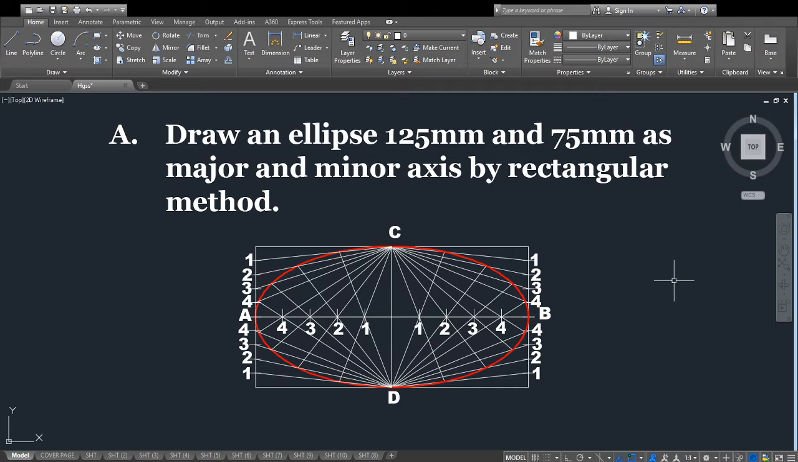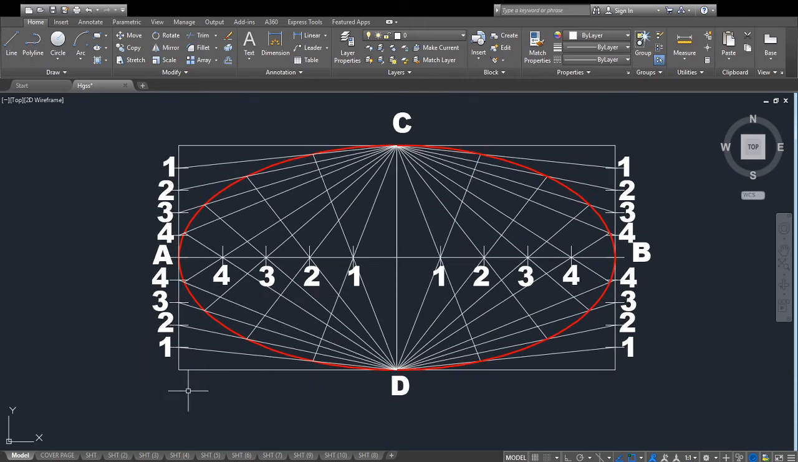In that video we were looking at construction of an ellipse using the rectangular method. A situation where we have our rectangle and we have the longest side as the major axis and the shortest side as the minor axis of the ellipse. What we basically did was to divide half the major axis into an equal number of parts and half the minor axis into the same number of equal parts.